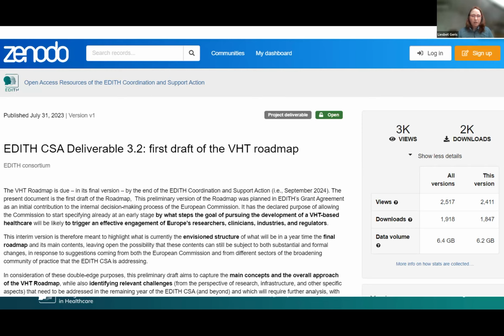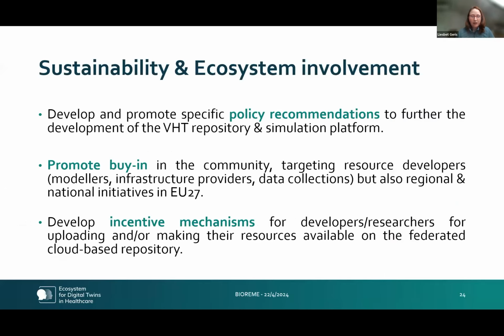And now we are working on the follow-up, the final version that needs to be ready before the end of this year. We're also working on the sustainability and the ecosystem involvement, to make policy recommendations on how the policies that are currently being discussed in the EU could facilitate this, and what we need to be careful about, because in some cases the existing policies might make it more difficult for this vision of the VHT to be realized.